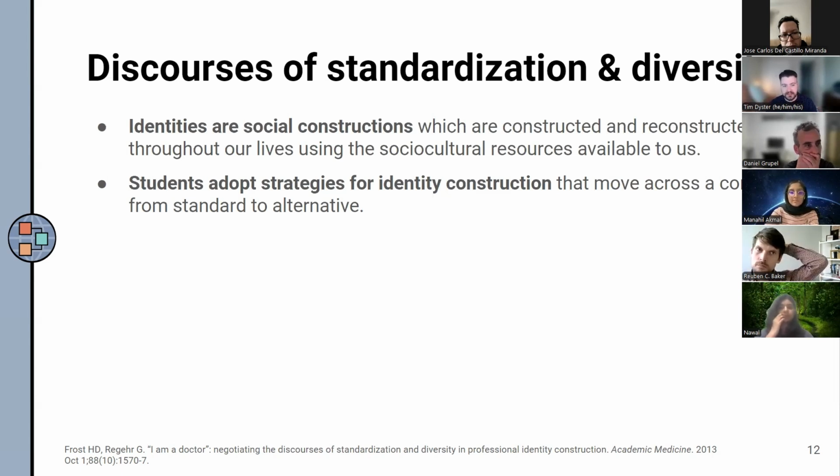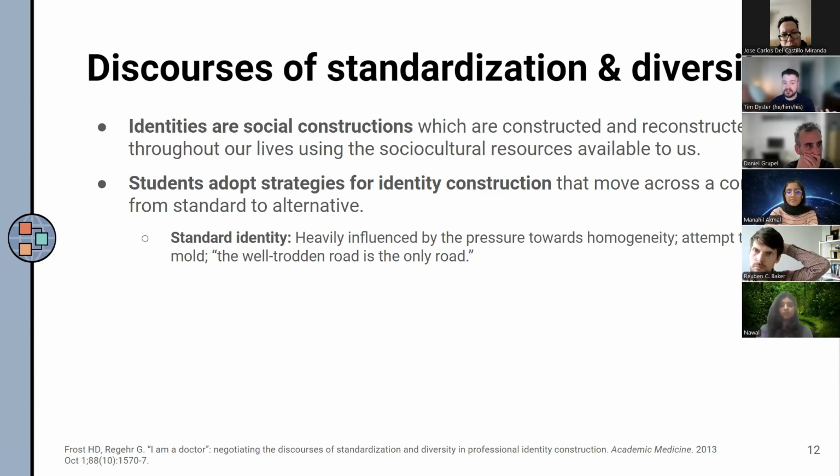And they define these. So they say a standard identity would be heavily influenced by pressure towards homogeneity. This would be an attempt to fit into the mold of medicine, kind of captured in the phrase, the well-trodden road is the only road. Adopting or constructing a standard identity would be typically regarded as easier for someone who already has a lot of the features of what historically was enshrined in medicine. So you might imagine that someone who has mostly majority identities may have less negotiation that they have to do to construct a standard identity in medicine.